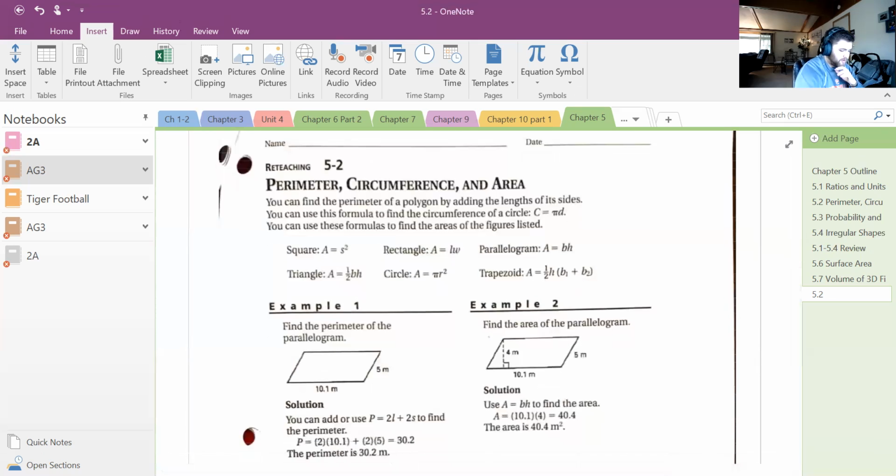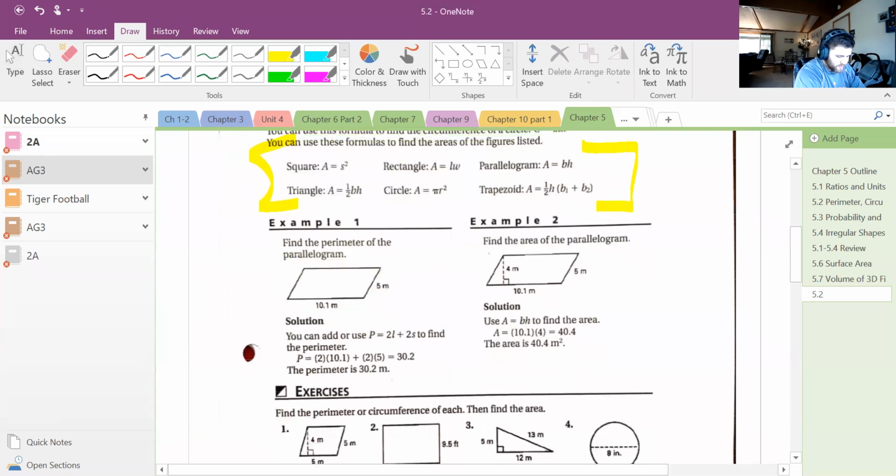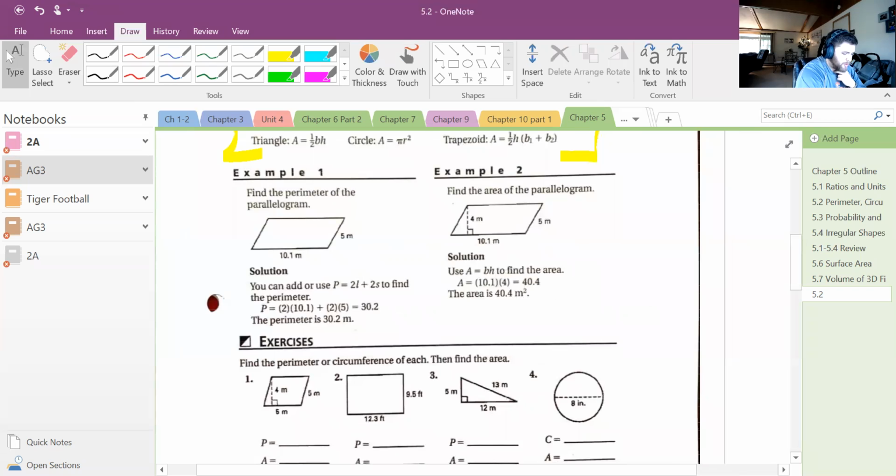Okay, so perimeter, circumference, and area. You have your formulas conveniently here for you. Also on your formula sheet, but it's already here on your worksheet, so that's good. Let's just go with the example. So example 1, find the perimeter of the parallelogram.